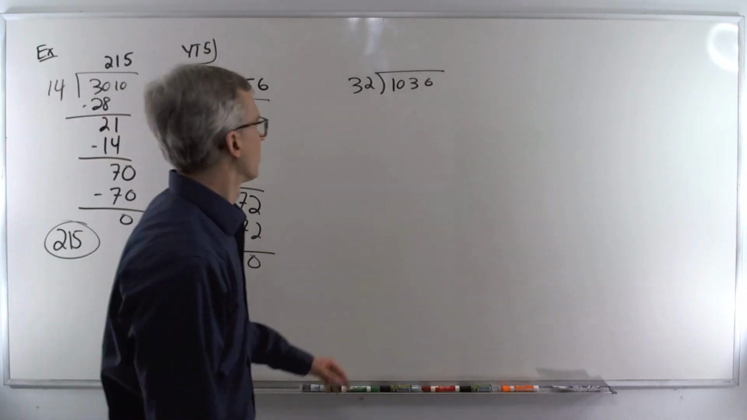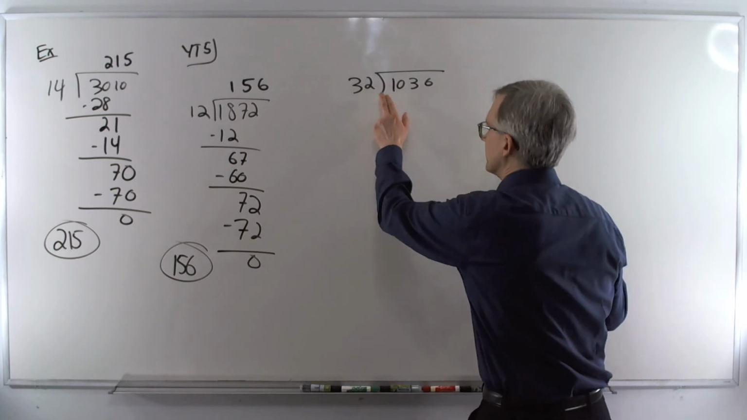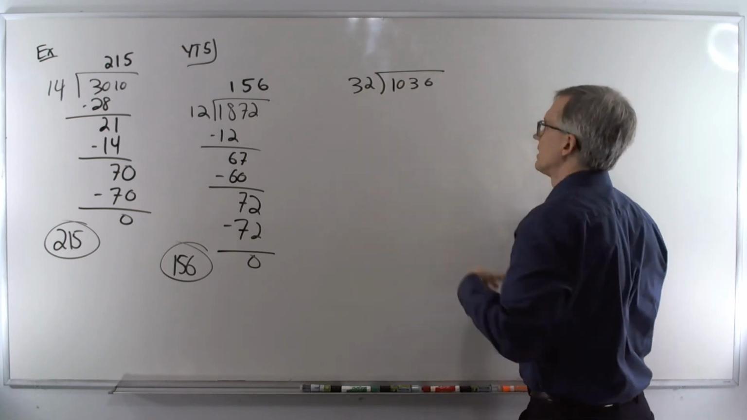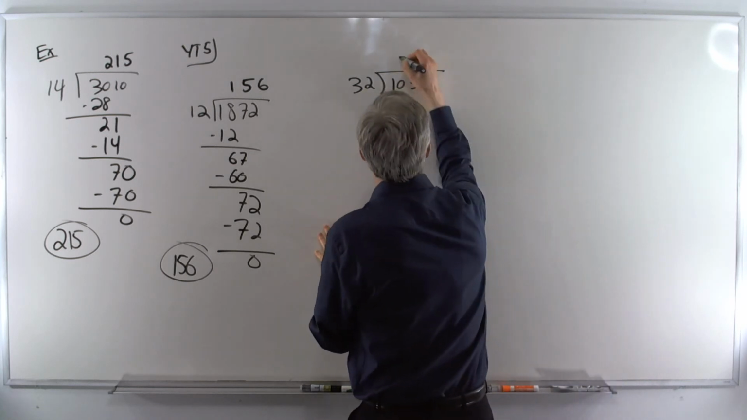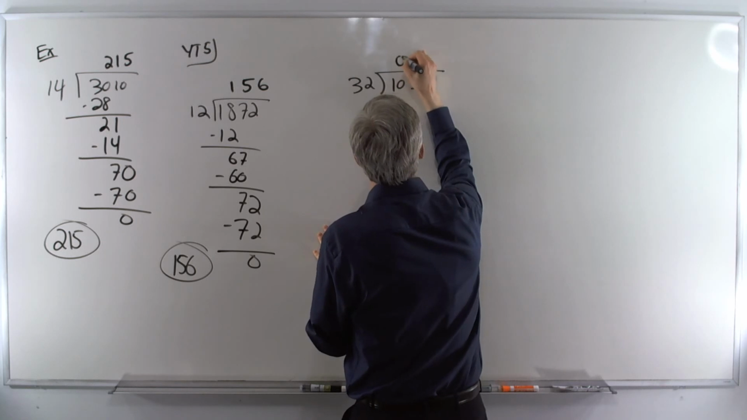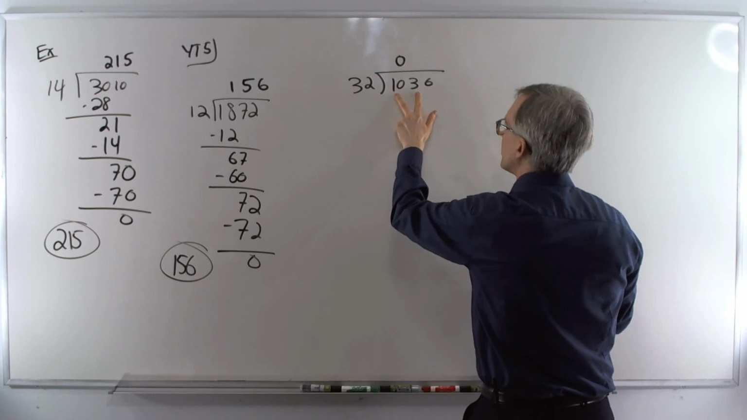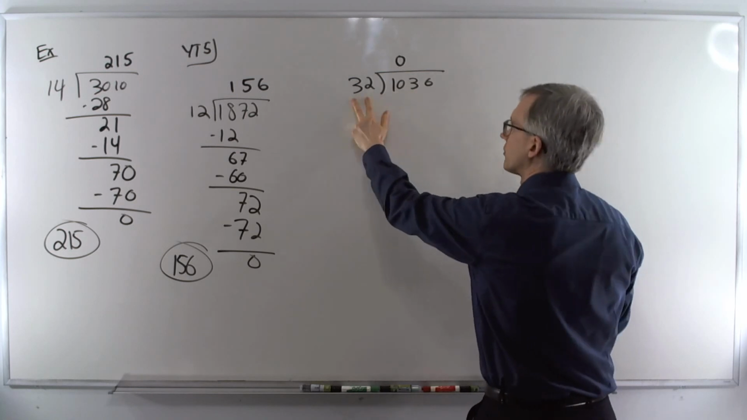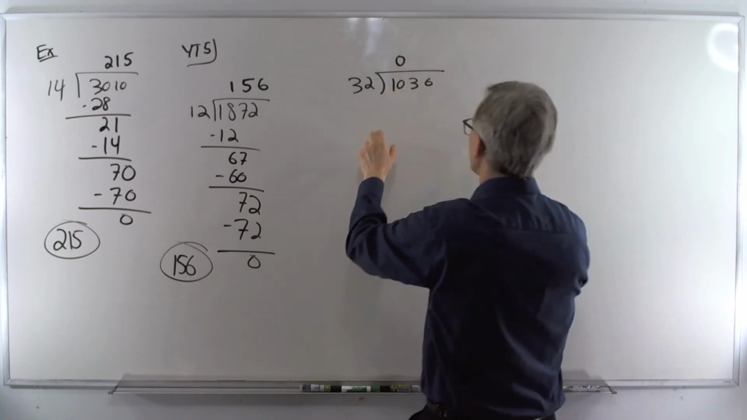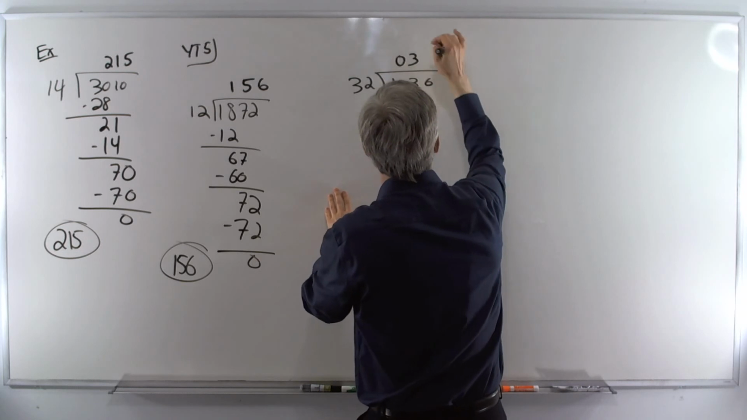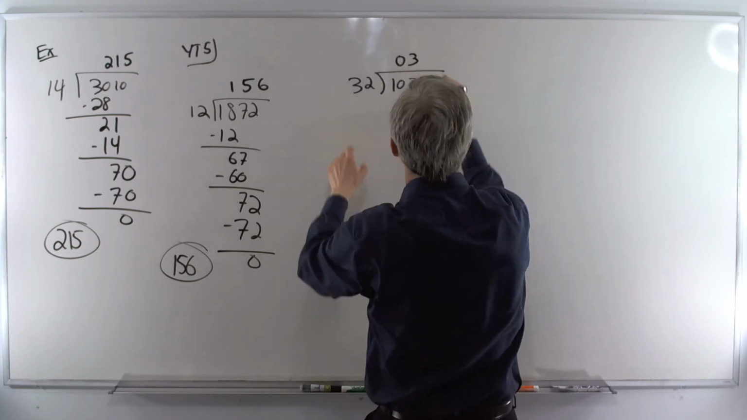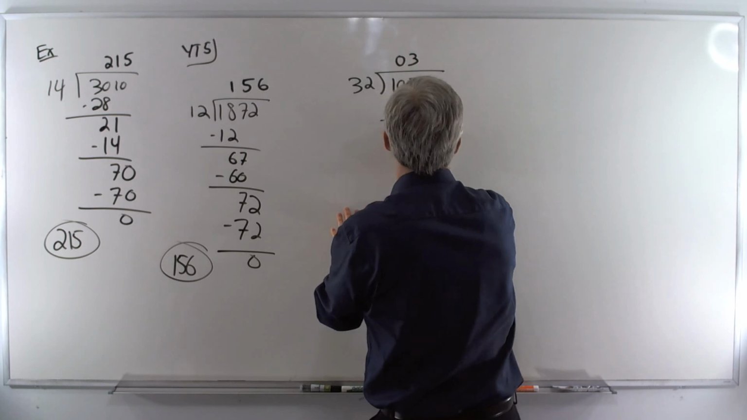So let's start by looking at the first 2 digits. We've got a 10. 32 divides into 10 0 times. So I'm going to put a 0 over the rightmost digit as a placeholder. Just to remind me that I've already tried 10. All right, now I'm going to move on to 103. How many times does 32 go into 103? That'll be 3 times. Now we'll do 3 times 32, and that is 96.